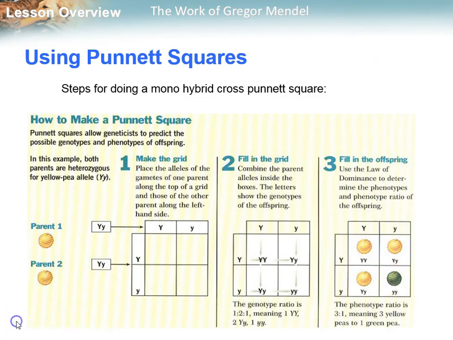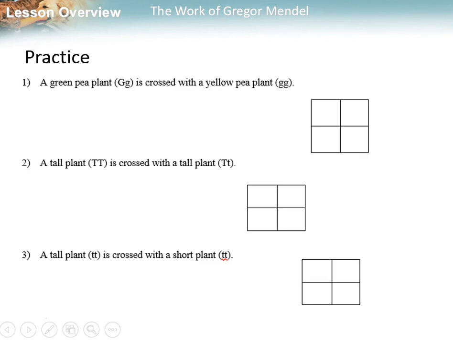Excellent. You got this. So I've got a green pea plant, big G, little g, and it's crossed with a yellow pea plant, little g. So, what's the outcome going to be? I want you to go ahead and do these on your own. Write them down on a side piece of paper, a little scratch paper or something. And I want you to fill them out, and then we'll review in just a moment, okay? So push pause while you're waiting.